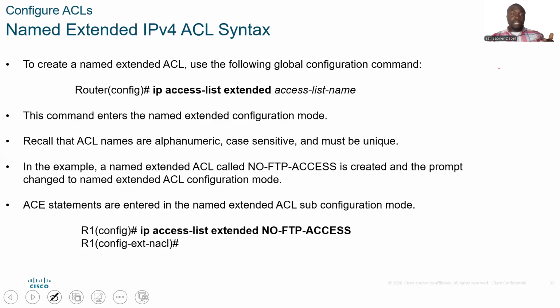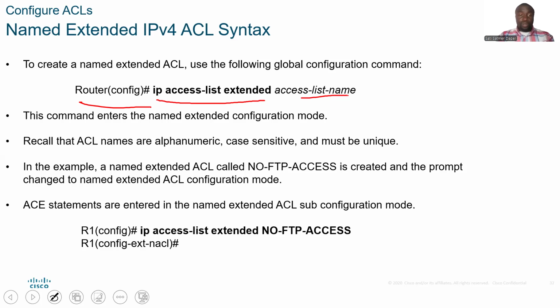Now, in the named one, to create a named extended access list, use the following global configuration command. In the router mode, you say ip access-list extended, then you give the access list name. This command enters the named extended configuration mode. Recall that access list names are alphanumeric, case sensitive, and must be unique.